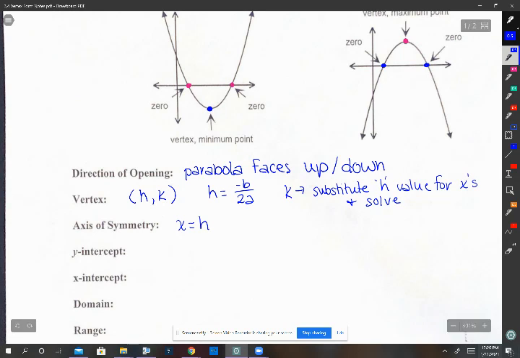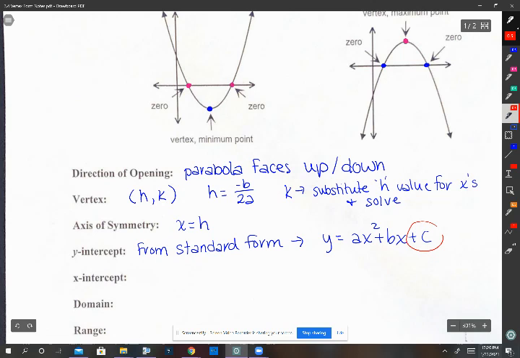Your y-intercept, you have to put it in standard form first. So from standard form, which means you may have to do some work. So from standard form, which is y is equal to ax squared plus bx plus c, it's the number at the end. So this is my y-intercept. And we want to remember to do that.